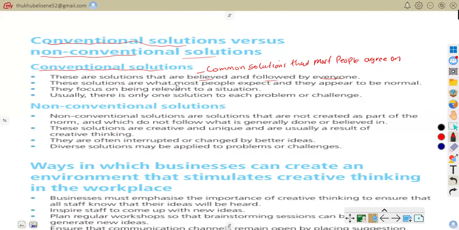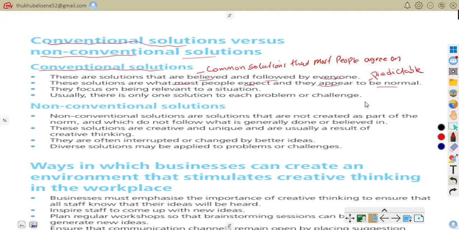Let us move on. These solutions are what most people expect and they are seen as normal. So it means they are predictable. They are predictable and widely accepted.